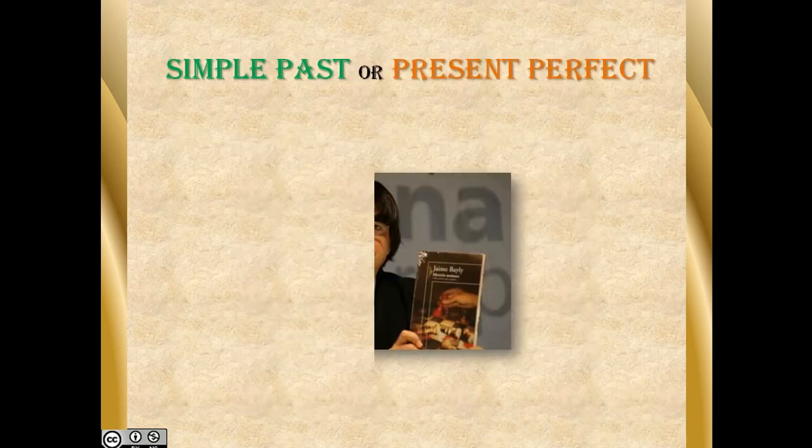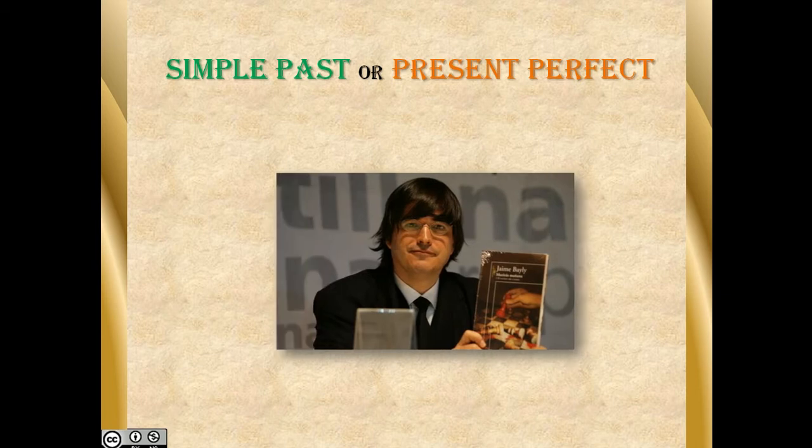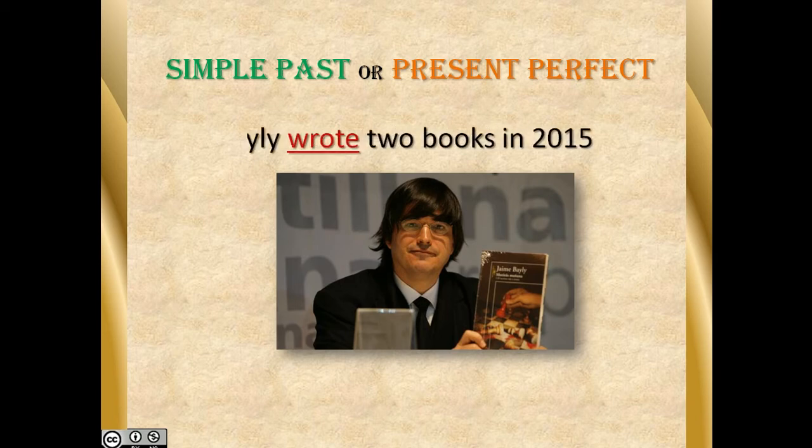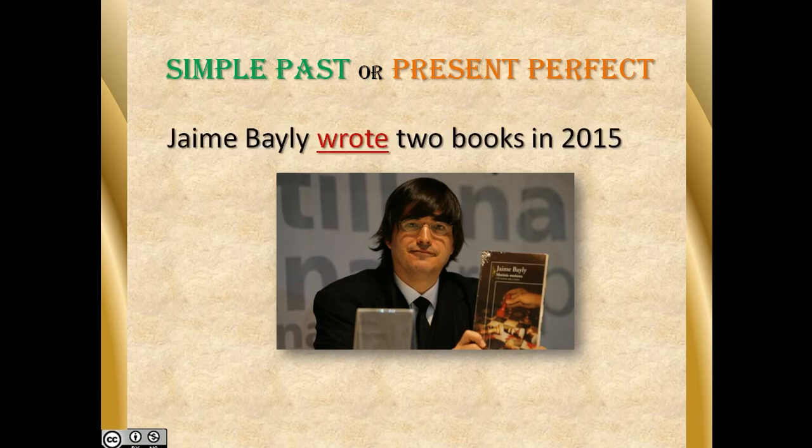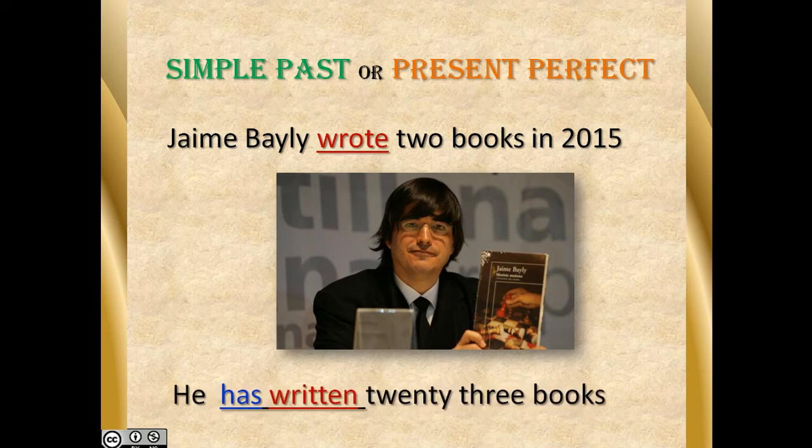Let's see another example. A well-known person, okay? Here we have Jaime Bailey. Jaime Bailey wrote 2 books in 2015. Is that simple past or present perfect? Yes, simple past. Let's see. He has written 23 books. What tense is it? Yes, present perfect. As you can see, in the simple past, we mention the time, but in the present perfect, we don't mention the time.